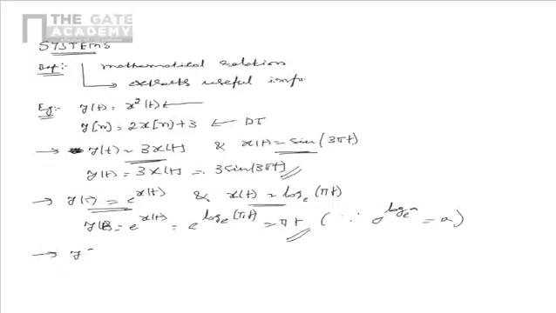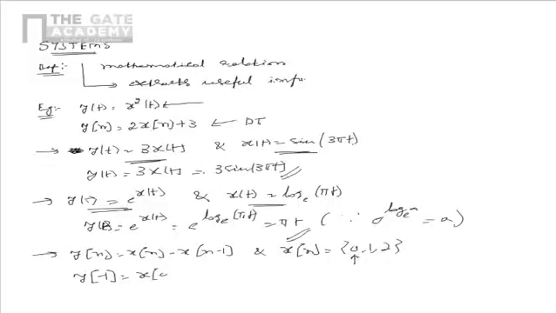Now suppose there is a system y of n is equal to x of n minus x of n minus 1, and there is a signal x of n is equal to 0 1 2 given as input to the given system. Now we have to find the output. We know that the output y of n at n equal to minus 1, y of minus 1, is equal to x of 0 minus x of minus 1. This is equal to 0.